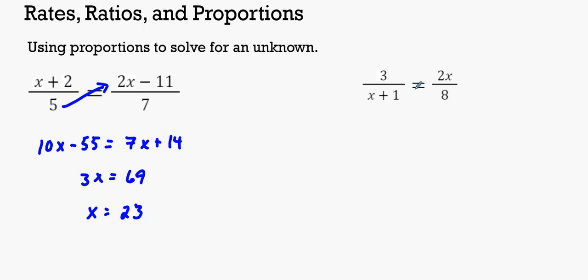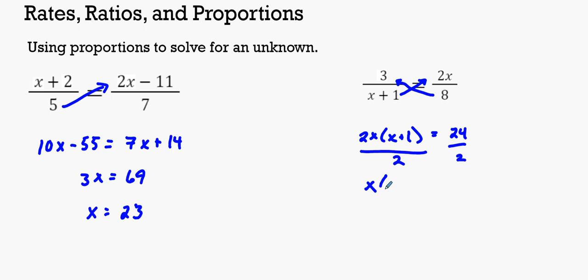When we're talking about this type here, we're saying, okay, well, 2x times x plus 1 equals 24. And then I'm going to kind of see where this is going here. I'm going to divide everything here by 2, just to get rid of that 2. So that's really going to be x times x plus 1 equals 12. Ooh, here we go. x squared plus x minus 12 is equal to 0.